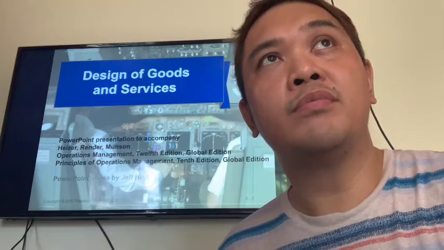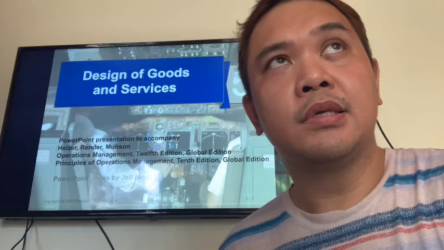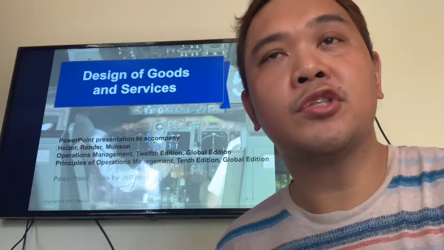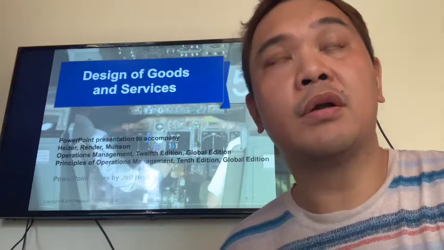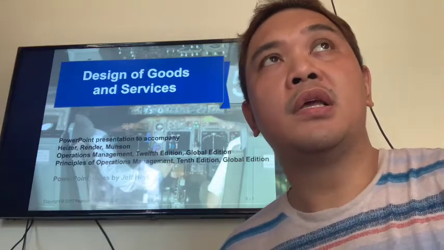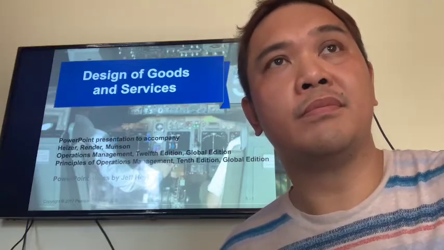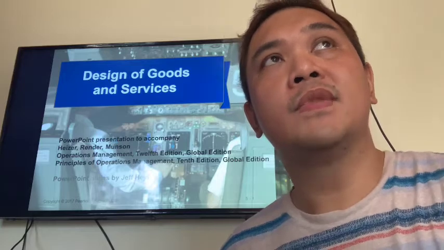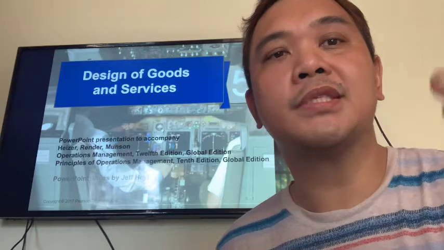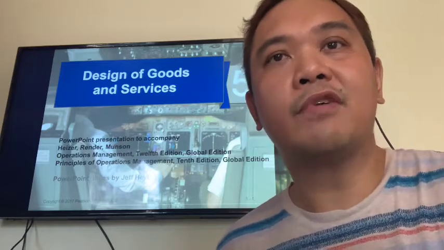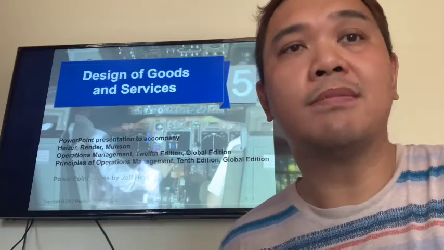Imagine ninyo how burdensome ang mga products noon because it's bulky. Ngayon, for example, the computers. For example, noon, we have supercomputers as big as the size of a building. Tapos, naging desktop, naging laptop, at ngayon may mga tablets na tayo. So, the design of a product really is very important for us to discuss in operations management.